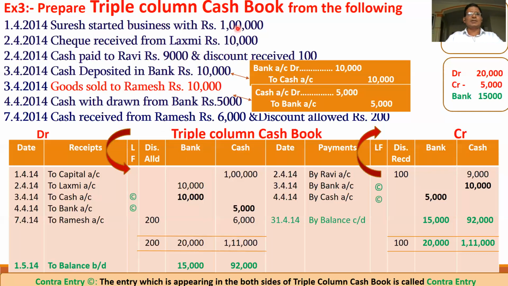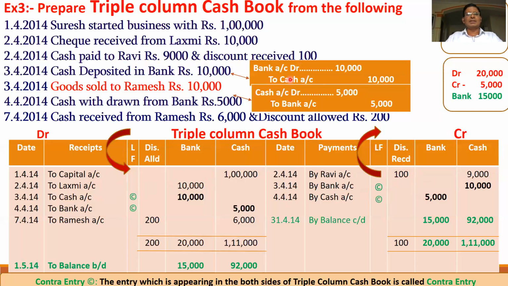So cash received 1 lakh, on the debit side capital account. Check received from Lakshmi, debit side bank account. Cash paid to Ravi: cash is going out, so 9,000 cash goes out, and at the same time we received 100 rupees discount, in the discount column. Already we discussed this in the two column cash book.